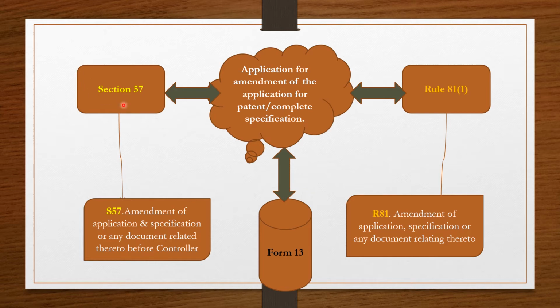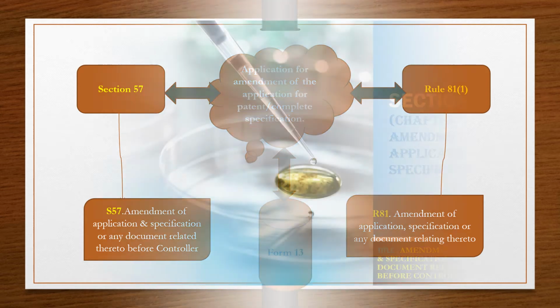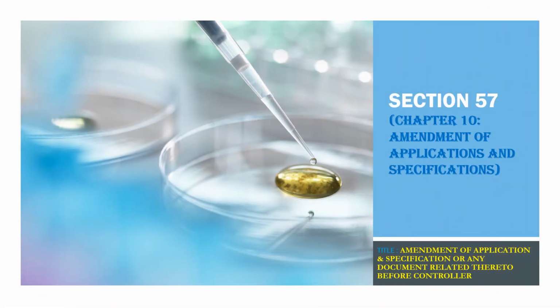So you can see here the keyword is application, the keyword is amendment. In the section you can see the word amendment. In the rule also you can see the keyword amendment, and here the relationship has been established with form 13. Next we will pick up section 57 that is relevant to form number 13.